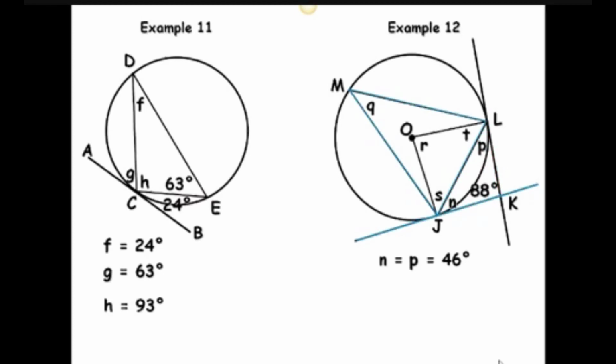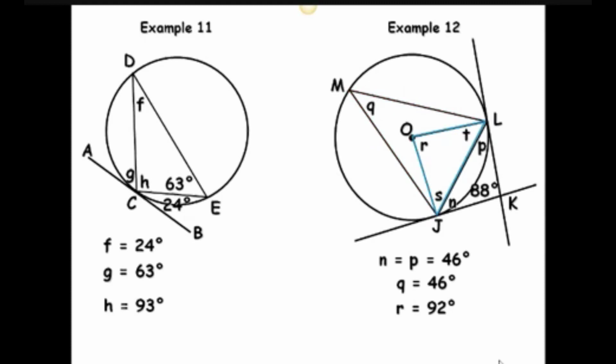Right, so now if we just highlight that little bit there, that's going to help us with the alternate segment theorem. And if we look at N, that's the angle between the tangent and the chord JL. Well, the chord that starts from J and is in the alternate segment is J to M, which means angle N and angle Q must be the same. So Q is also 46 degrees. Now, of course, we've got a quadrilateral there, but Q is the angle at the circumference, R is the angle at the centre, so R must be double Q, so it's 92 degrees.